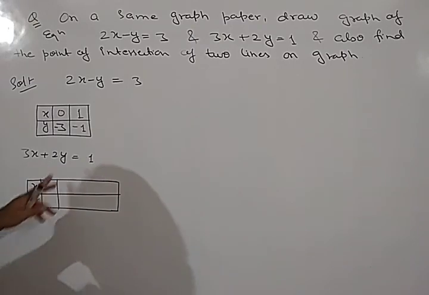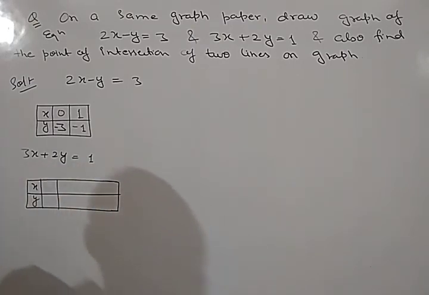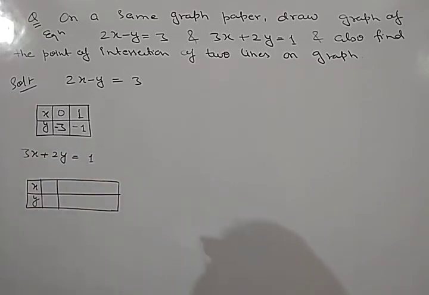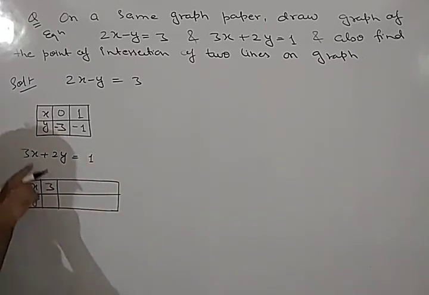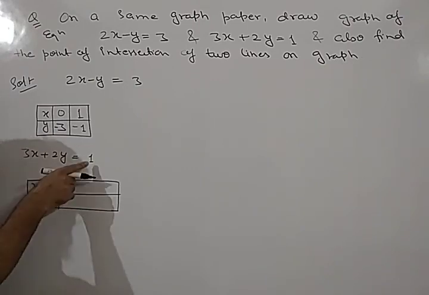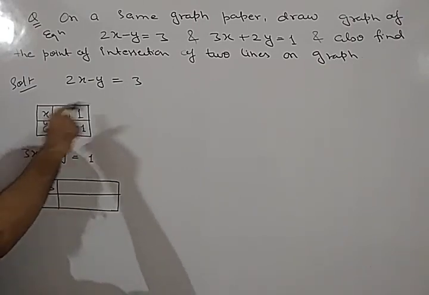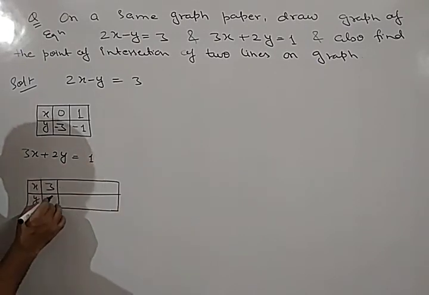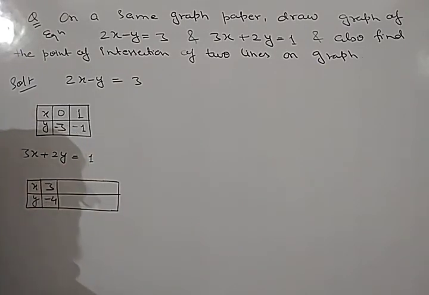So if we put x equal to 1, then y will be equal to minus 1 by 2, so leave it. If we put x equal to 2, then what will happen? It will be 6 plus 2y equal to 1, then also it will not be an integer. If I take x equal to 3, then it will be better. If we put x equal to 3, then 3 threes are 9. Then we take 9 to the right hand side, it will be 1 minus 9, that will be minus 8. So y will be equal to minus 4. At x equal to 3, y will be equal to minus 4. Okay.